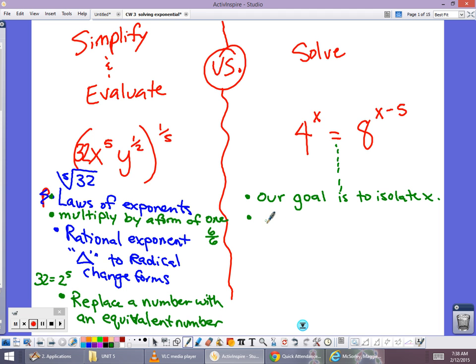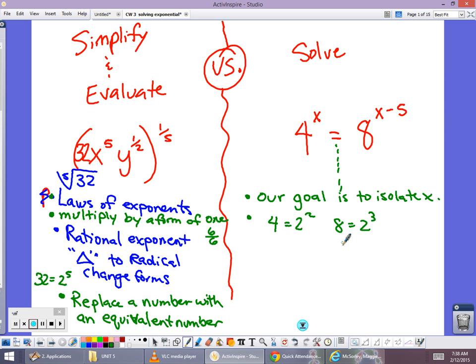Great. So this is similar to which one here? Replacing a number with an equivalent number. So we can take out the 4 and replace it with 2 squared. We can take out 8 and replace it with 2 cubed. So that will help us, definitely.